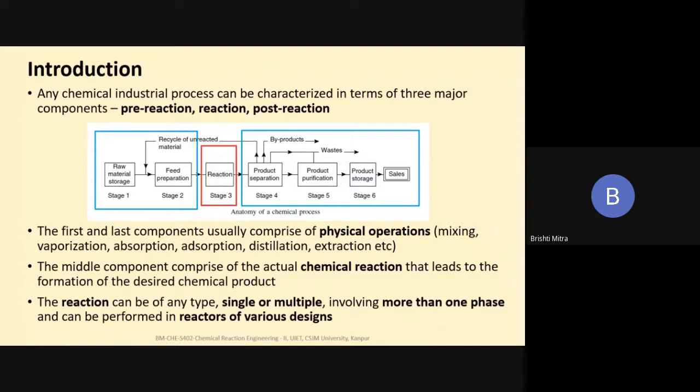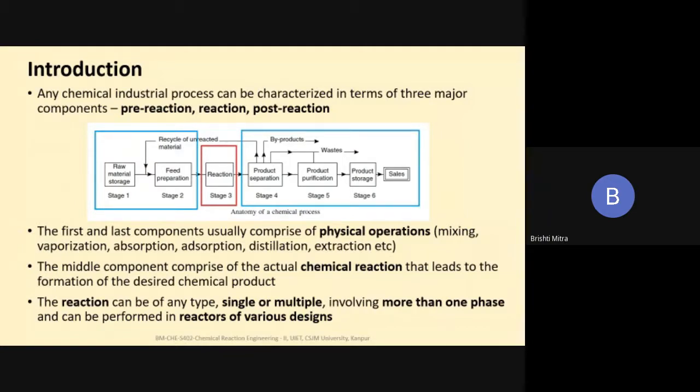However, if you see that these two portions which are marked out in blue, the pre-reaction and the post-reaction sections, most of these are physical operations. That means we have separation units, size reduction units, and mixing units, but they all involve physical processes, such as mixing, vaporization, distillation, absorption, extraction. Any of these could be there. And the middle one, which is known as the heart of your industrial plant, is the reactor where the actual chemical reaction takes place.